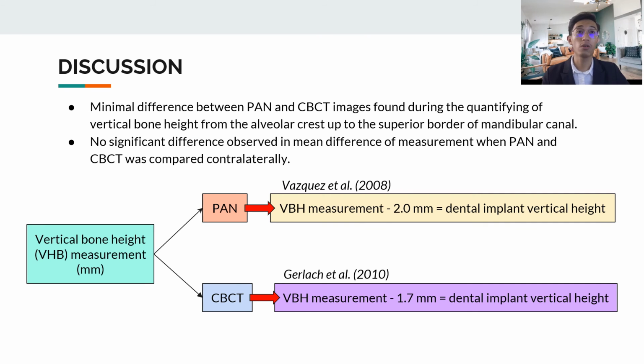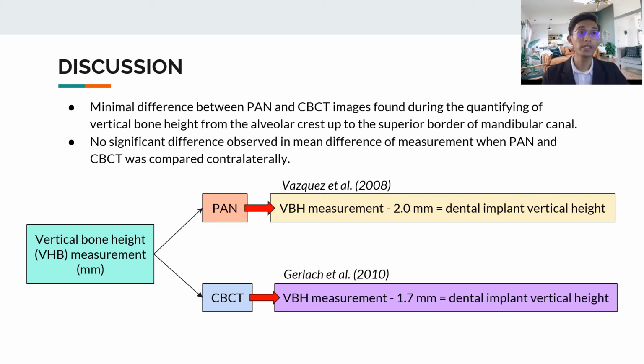Now, moving on to the discussion part. Our study found minimal difference between panoramic radiographs and CBCT images when quantifying vertical bone height from the alveolar crest to the superior border of the mandibular canal. This is supported by a study from Ozab et al., where there was a range of 0.36 mm to 0.76 mm in average difference between panoramic radiographs and CBCT.